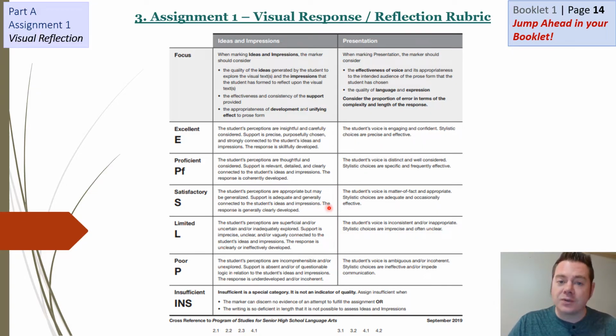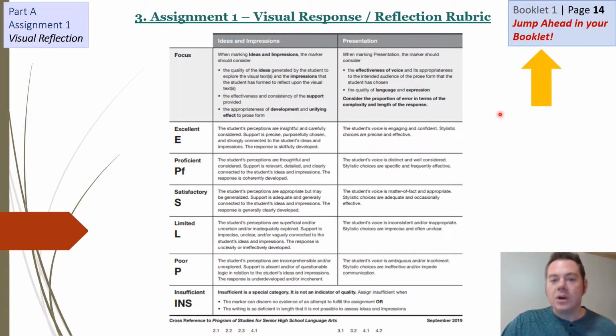Then you've got satisfactory. And satisfactory to me is always like, it works. You did what you needed to do, it just didn't move beyond that. So the perceptions are appropriate, but they're generalized. You're not really digging deeply into your idea. Proficient, you have thoughtful, considered, there's specific support for your idea. It's really quite well done. And then you have excellent. You see keywords here like insightful, carefully considered, precise support. It's a very solid exploration of an idea as prompted by the visual.